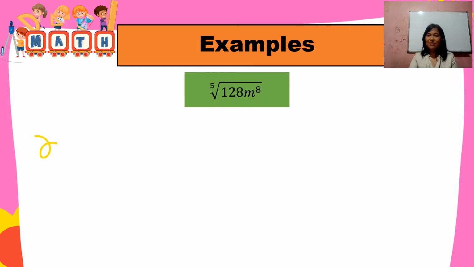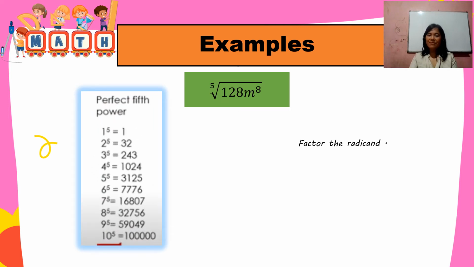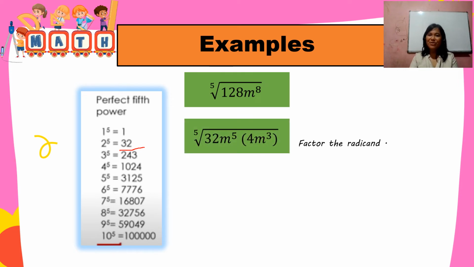Ito naman, so 5th root naman tayo. So, factoring out the radicands. So, we're going to get the perfect 5th root. So, 128, nasa 32 lang siya. So, kayang ma-divide ba yung 128 ng 32? Okay, check nga natin. Okay, so 32 and 4.